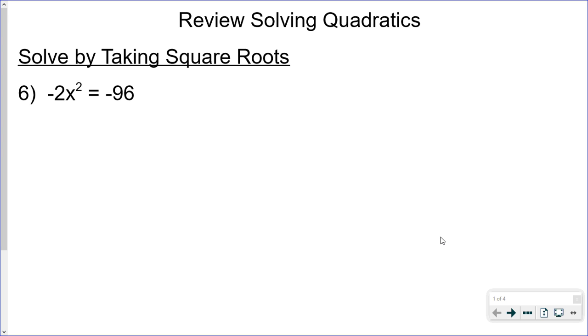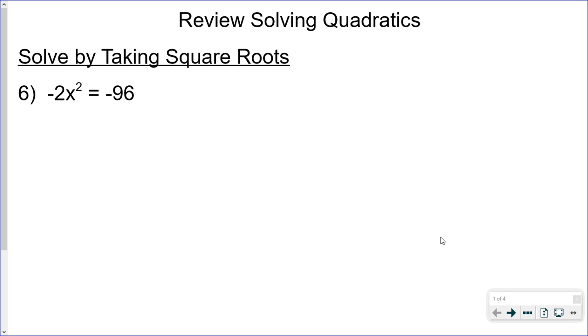This video is about solving quadratics and talking about the four different methods. So we're going to talk about solving them using square roots, solving them by factoring, solving them by completing the square, and then last by using the quadratic formula. So I'm going to do an example of each of those different methods.